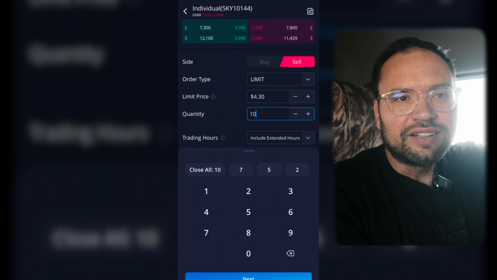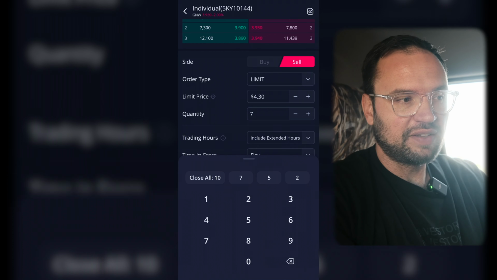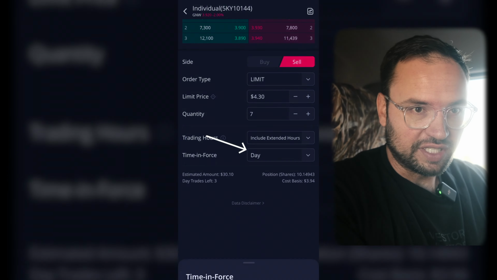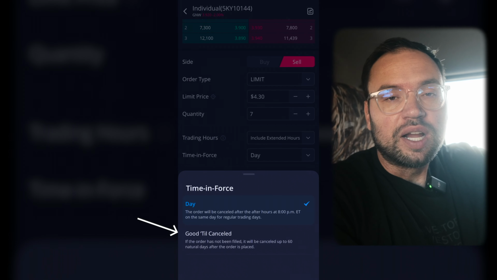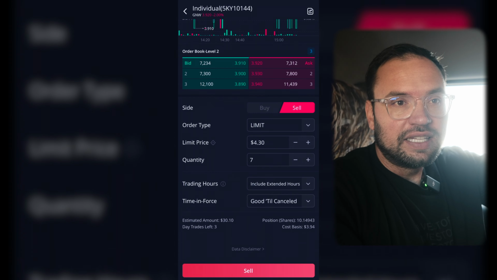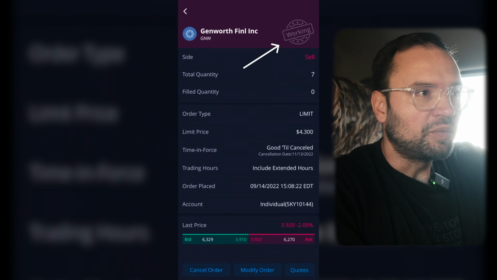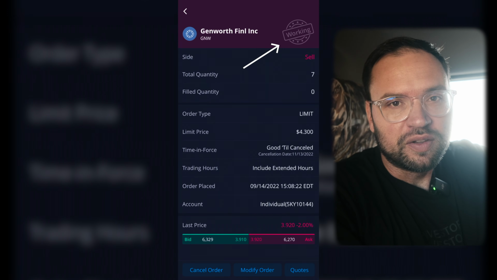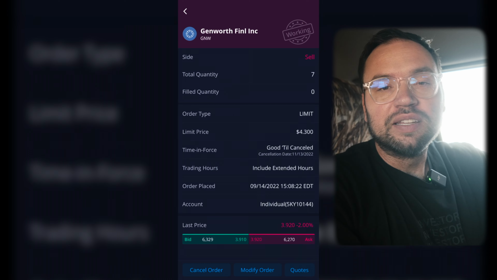I don't know if I want to sell all 10. Let's go ahead and sell 7. Then we'll change the time in force here, because if you only have your limit order in force for a day, you may miss it. So I'll change it to good till canceled, so it'll stay in place for up to 60 days. Then we'll hit sell. Now you can see on the top right-hand corner, it hasn't filled yet. This is something we're aspiring to, this price that I'm hoping for. So in the meantime, we just have to wait. It's working, it's active, it's sitting and waiting for us.